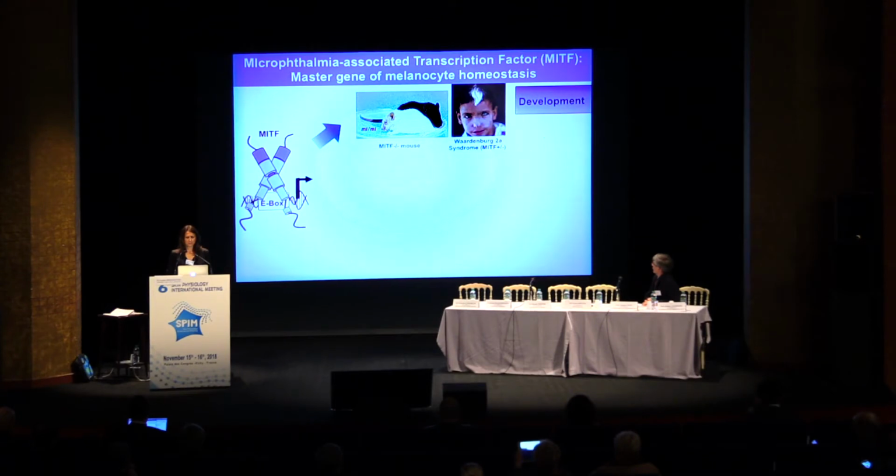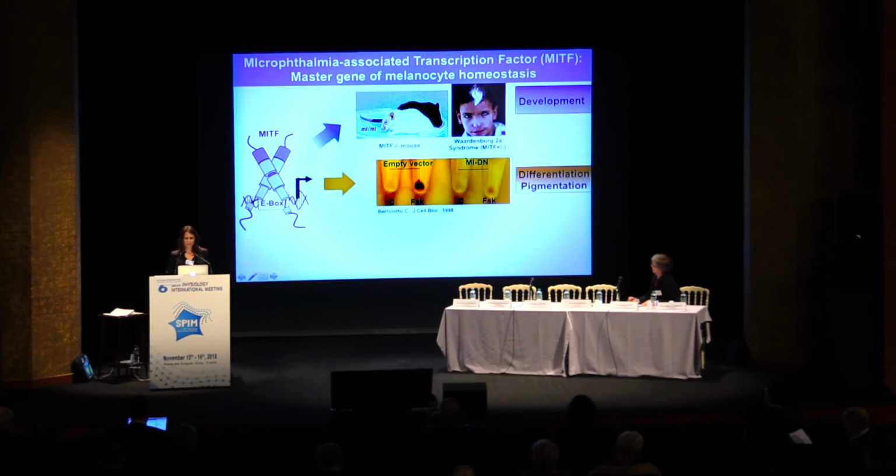Another factor that is important in the melanocyte lineage is MITF, which stands for microphthalmia-associated transcription factor, and this is the master gene of melanocyte homeostasis. MITF is a basic helix-loop-helix leucine zipper factor, which binds as dimers on specific sequences called E-boxes localized in the promoter of its target genes. Here is a mouse with MITF invalidation. You can see that this mouse is white, and it is white not because it has non-functional melanocytes, like in albino, but because it has no melanocytes at all. There are also MITF mutations that can be detected in patients suffering from Waardenburg syndrome type 2A.